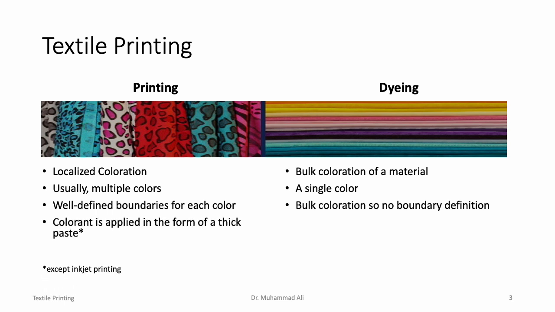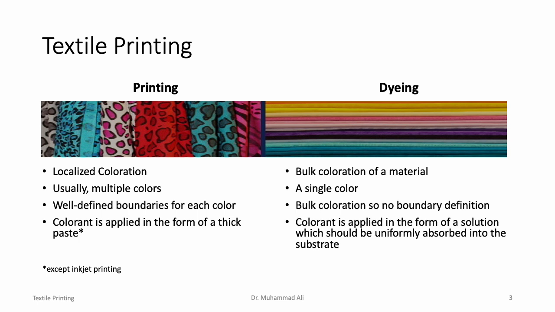So in order to achieve the boundary definition, in order to ensure that each color has sharp outlines or sharp boundaries, the colorant is applied onto the fabric in the form of a thick paste. Now this particular point is not valid for inkjet printing. We will look into this when we cover inkjet printing in detail. In contrast, in dyeing, the colorant is applied in the form of a solution, and the main objective there is to ensure that the solution is uniformly absorbed into the substrate in order to avoid any unnecessary shade variations on the fabric.